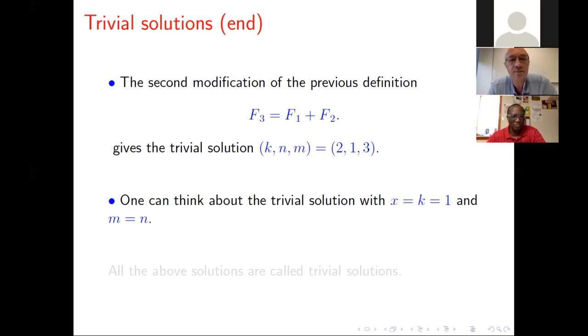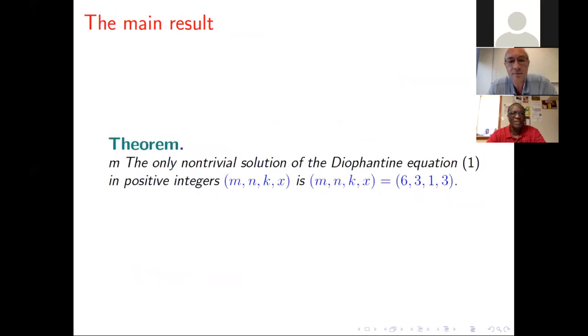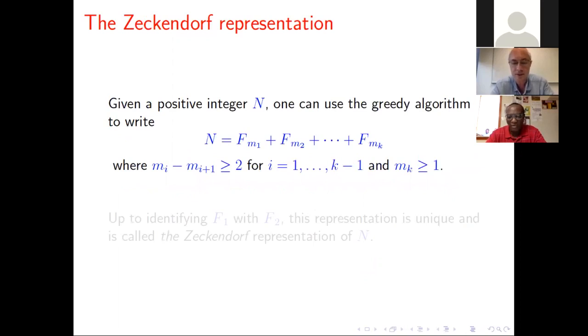So we are going to avoid the trivial solution, and here is the main result we obtain. The only solution of the Diophantine equation, I think there is a typo at the beginning of the theorem, the only solution besides the trivial solution is the solution given by 6, 3, 1, and 3. So in the next part, I will try to solve.